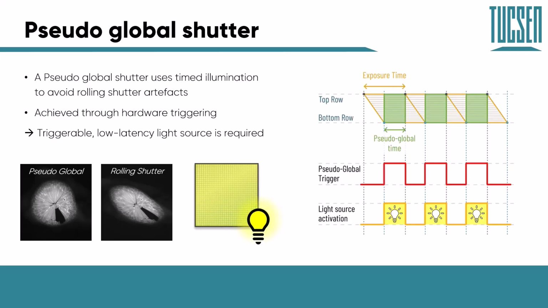To dive into this a little bit more, we have once again one of these parallelogram diagrams where we've got the roll of the sensor from the top to bottom over time on the x-axis. Here we can see that we have to wait in darkness with the light source turned off for that roll to happen, and then once all the rows are exposing, we turn on the light source. We have some amount of real exposure time, you could say, like genuine exposure to light, which we'll call the pseudo global time on this diagram.